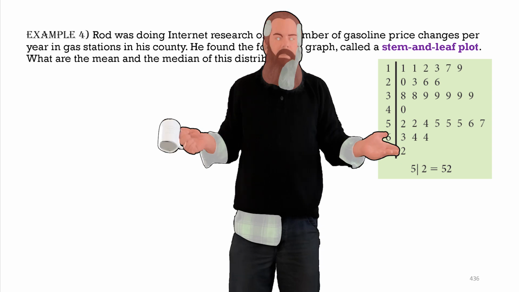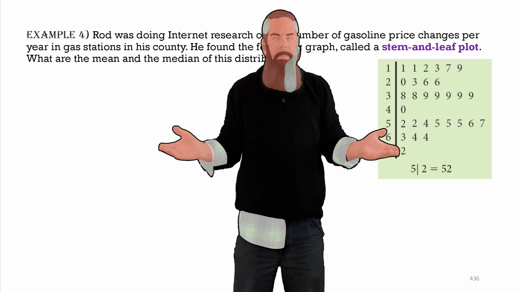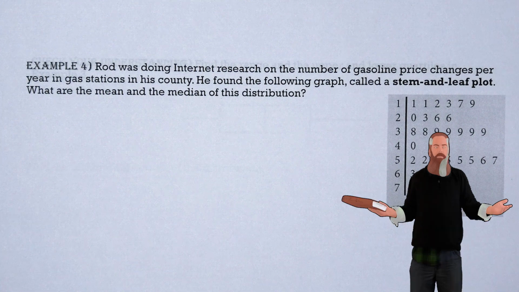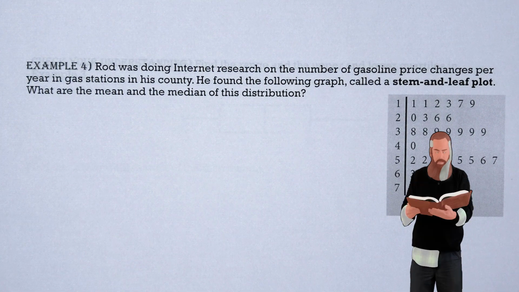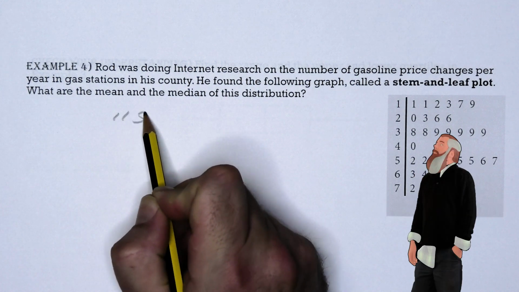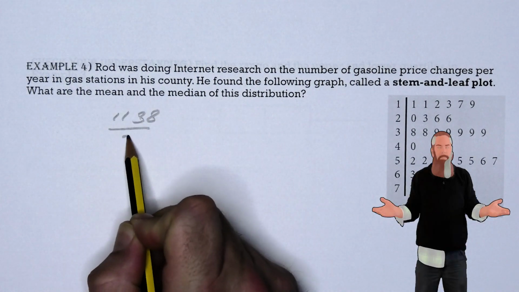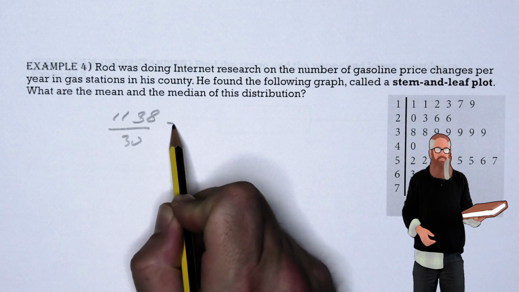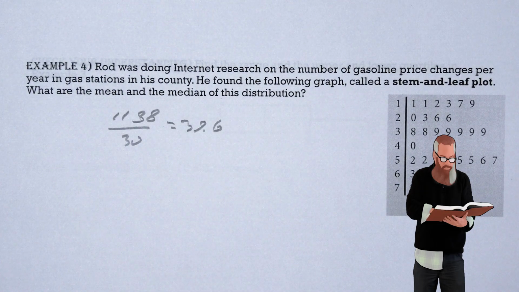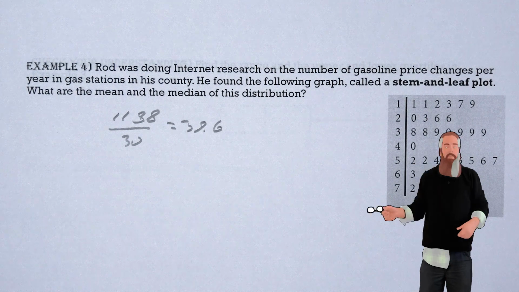By counting the leaves in the plot, the entries on the right side of the vertical line, you can find the frequency is 30. To find the mean, add the numbers in the plot and divide the total by the frequency. So if we add it all up, we get 1,188. And dividing it by the frequency of 30, we get 39.6.